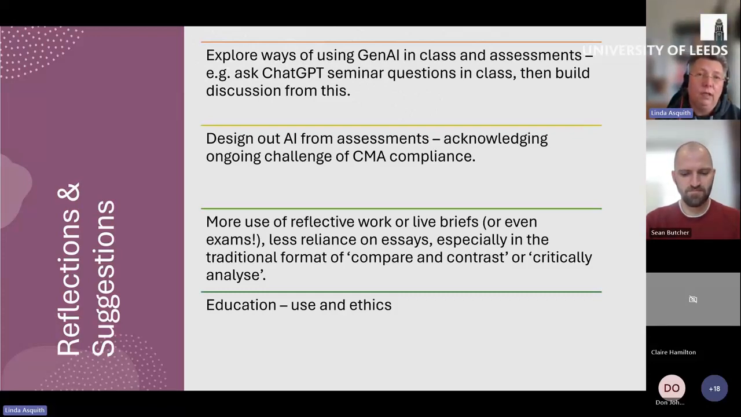So I think there's definitely an argument that students need to understand ChatGPT and large language models like that and generative AI, but they need to understand it in the context of its weaknesses and its strengths as well. So I'll finish up there, and I'll open up for questions, comments, anything like that.